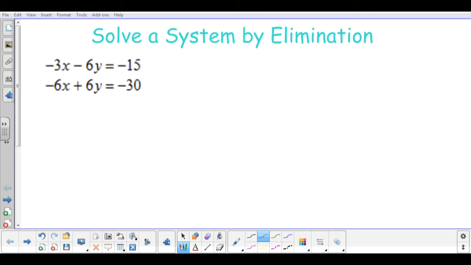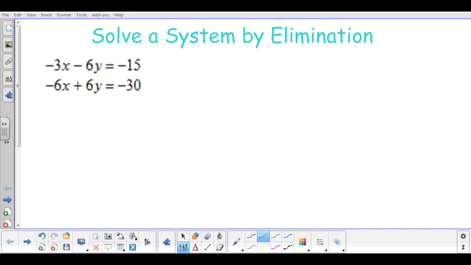Next, you want to make sure that in front of either the x variable or the y variable, you have the same but opposite number. So if I look in front of the x, I have a -3 and a -6. Not the same number at all. If I go to the y, I have a -6 and a +6. So both of them are 6's. One is negative and one is positive. So this is exactly what we are looking for.